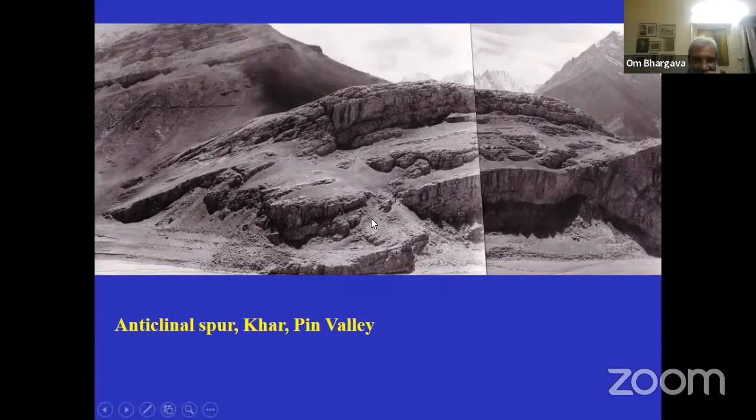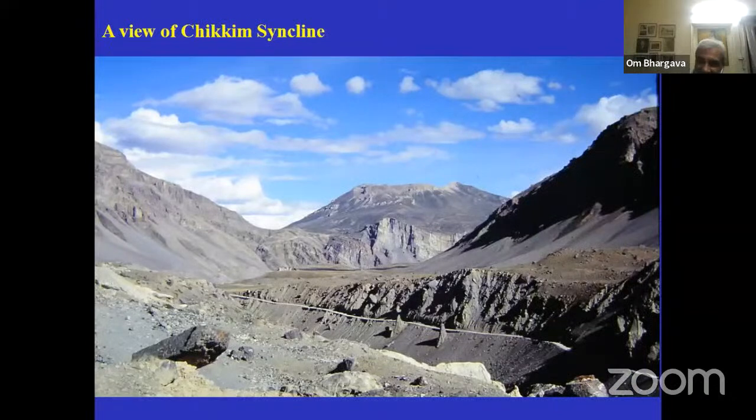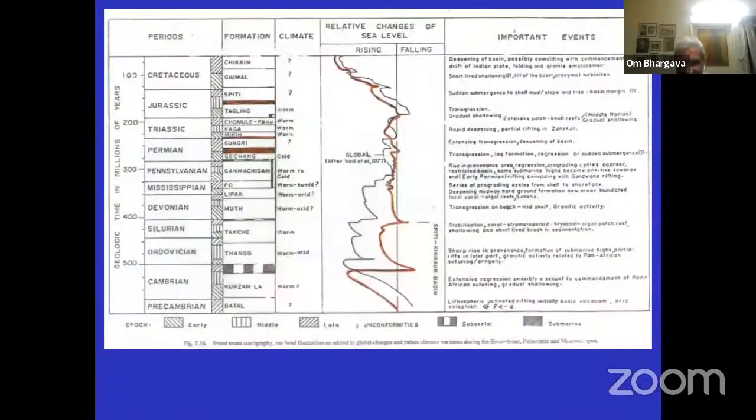Come back to the first slide which I have shown you. You can see how the topography is parallel to the folds. No erosion has taken place. That means the younger phase is the first order topography. And on the contrary, you see Chikkim syncline, this synclinal hill. So this fold, the first generation fold, was older, and the last generation folds, F3 as you call it, were the younger, with the result they preserved the first order topography. This is how the entire thing has changed.